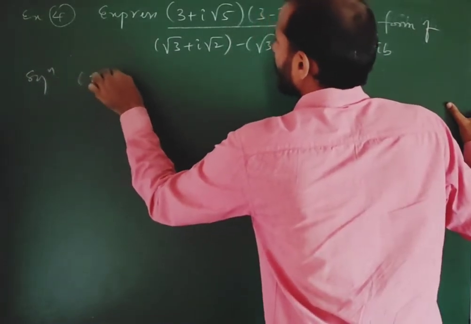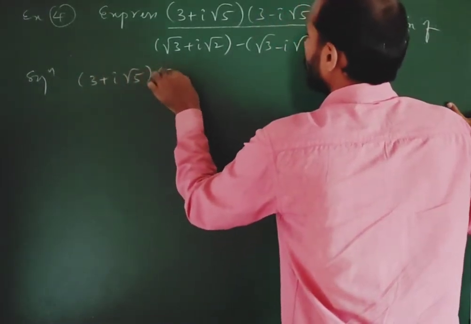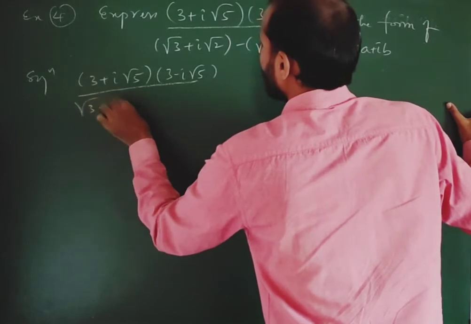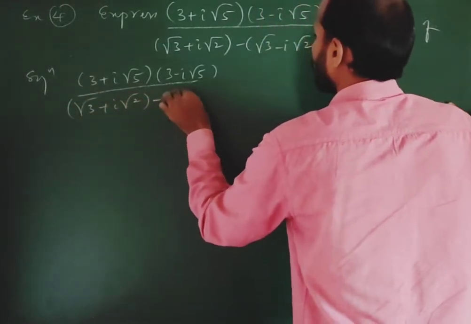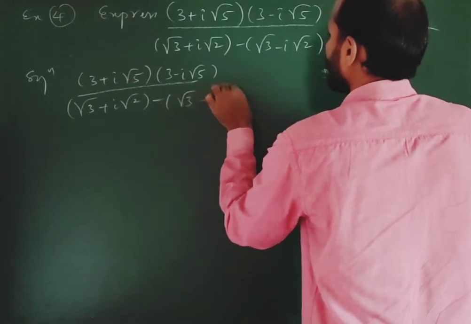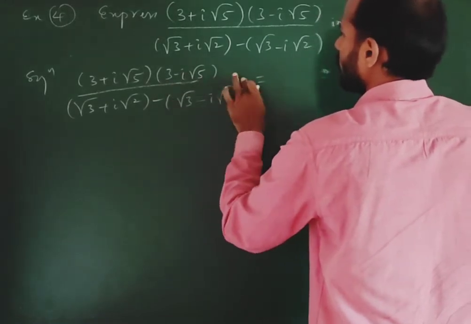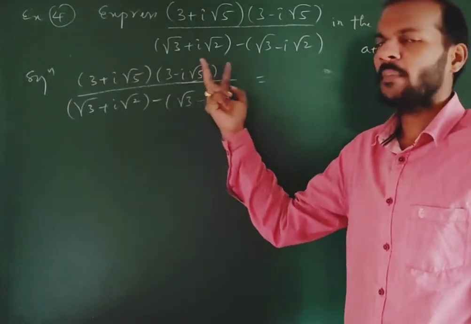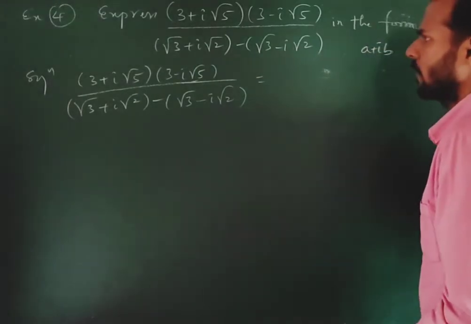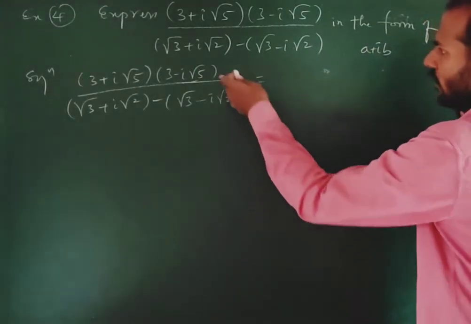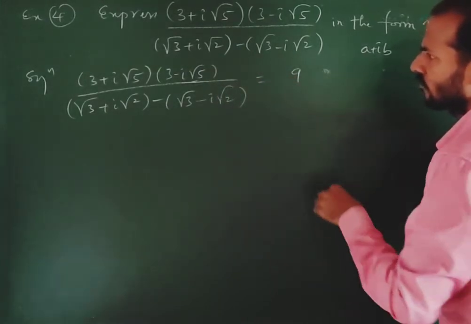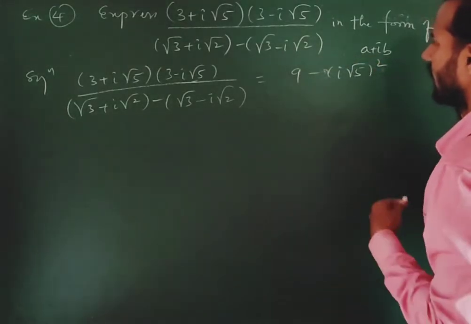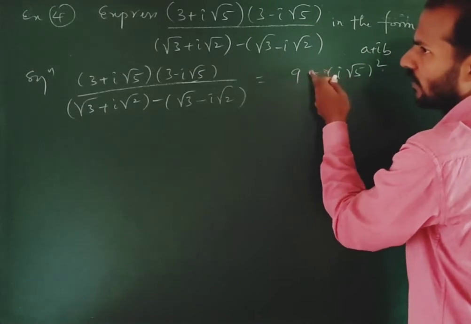Write the given expression: (3 plus i root 5)(3 minus i root 5) upon (root 3 plus i root 2) minus (root 3 minus i root 2). Now in the numerator, which is in the form (a plus b)(a minus b), it can be written as a square minus b square. A square means 3 square is 9, minus b square means (i root 5) whole square. Or you can write directly i square means minus 1, so 5 means 9 plus 5.